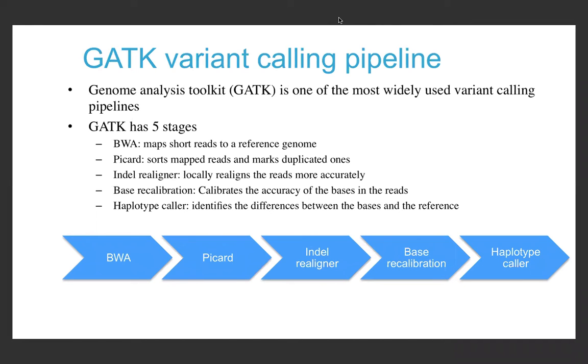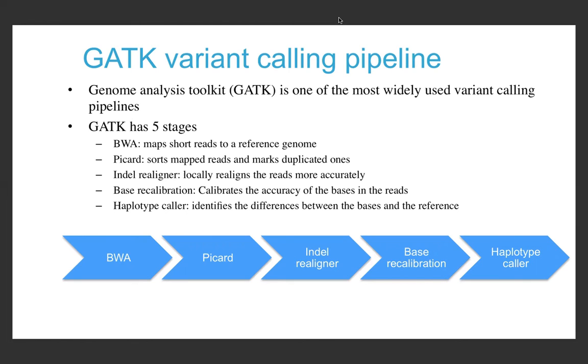One of the most widely used variant calling pipelines is called the GATK pipeline, which refers to the Genome Analysis Toolkit. GATK has 5 main stages. It starts with the BWA algorithm, or the Burrows-Wheeler aligner algorithm, which maps the short reads stored in the FASTQ file generated by the sequencing machine to a reference genome to identify their positions.